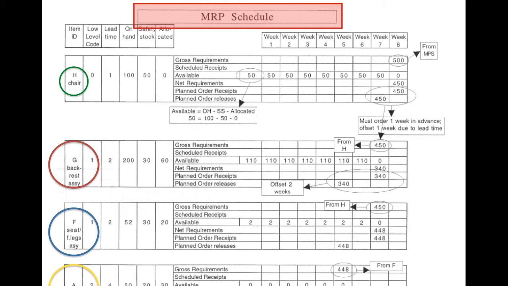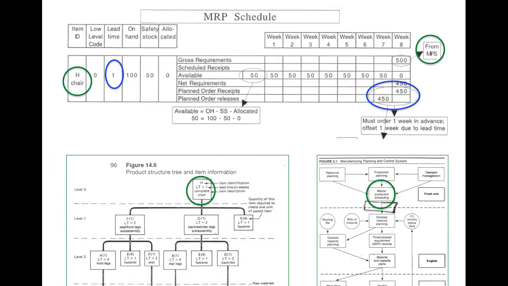So we need 500, we have 50, so that makes a net requirement of 450 chairs, and we're going to use that 450 in the other example. So let's jump ahead here. So again, there's the H.